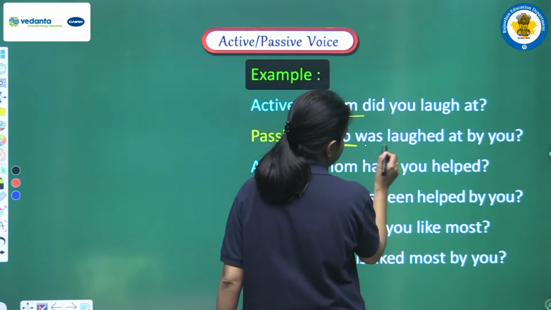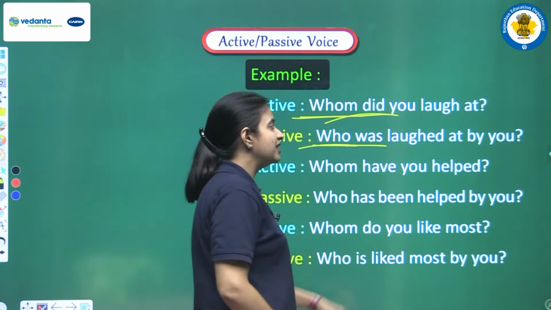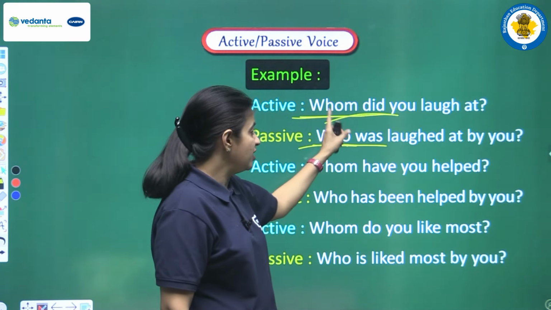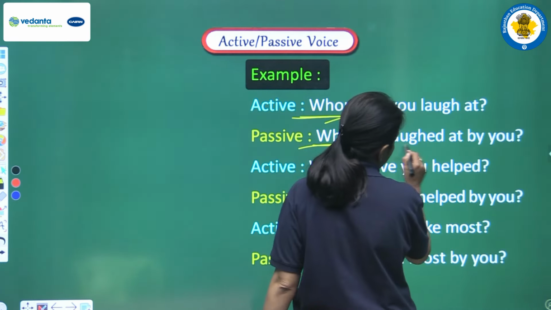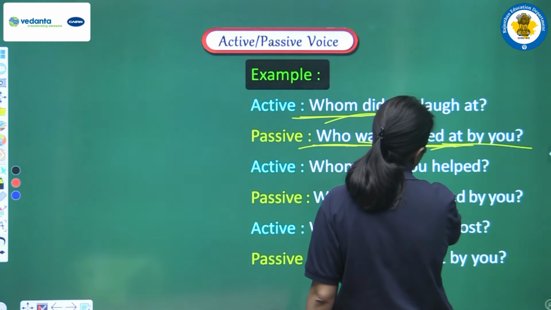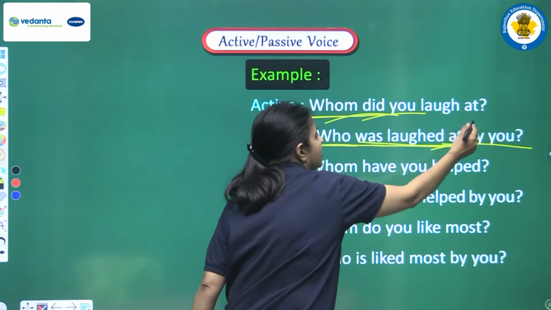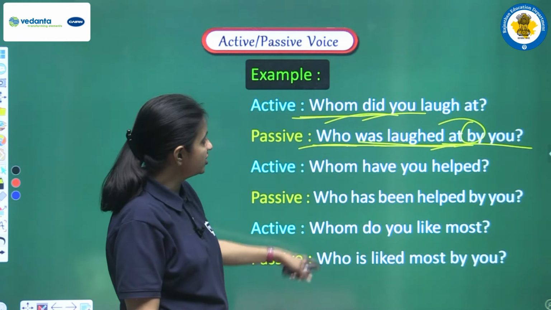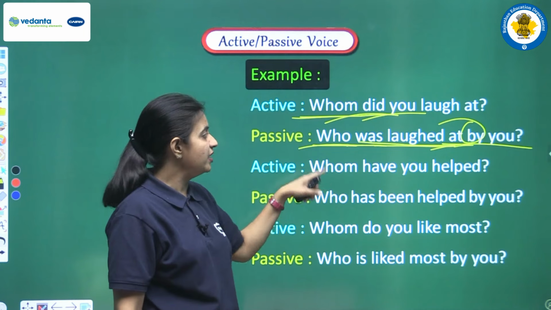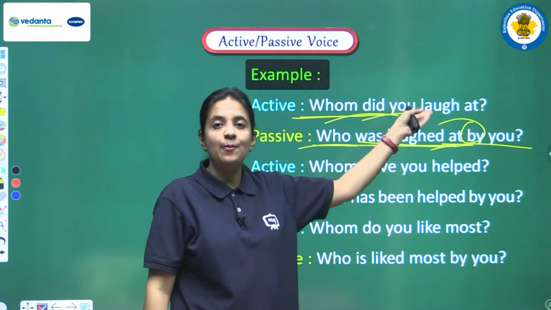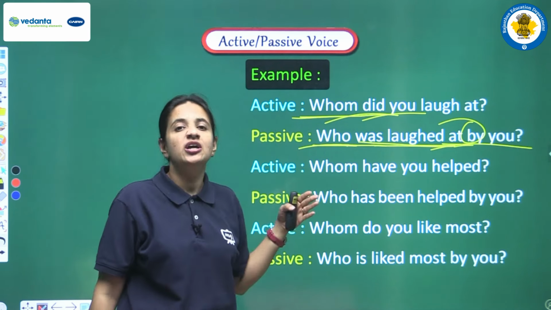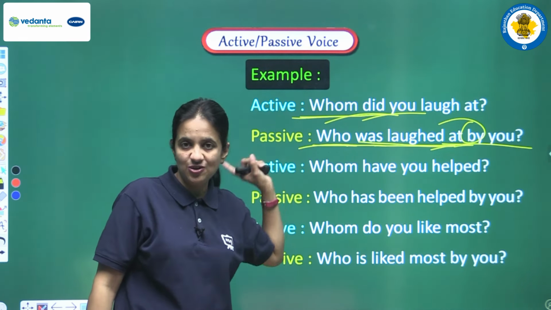After that we have to write the helping verb. This is the past simple tense because we have did, so again we have to use was or were. Here we write was, then laughed, that is the third form of the main verb, and in the end we write you, and we add by. So this will be the structure. The active voice is whom did you laugh at, and the passive voice will be who was laughed at by you, right? So yes, we have to convert whom into who when we convert active voice into passive voice.